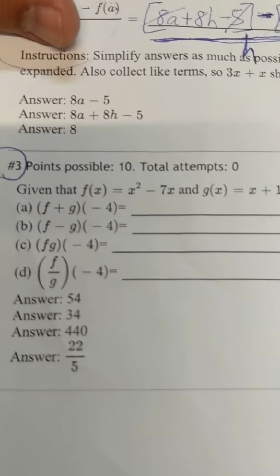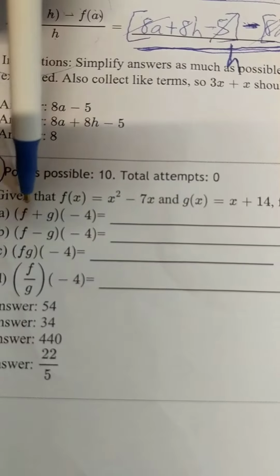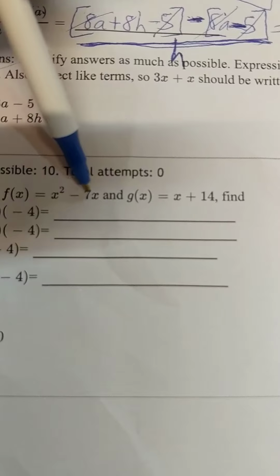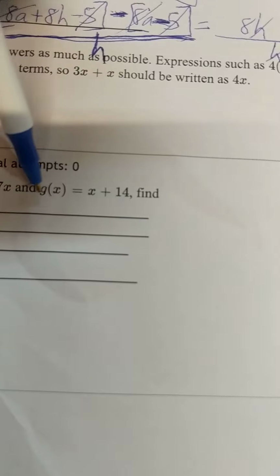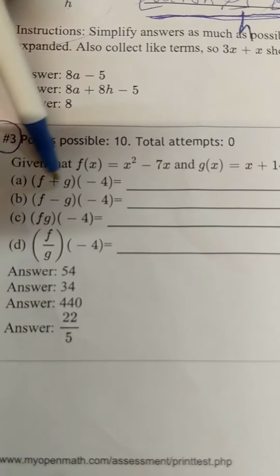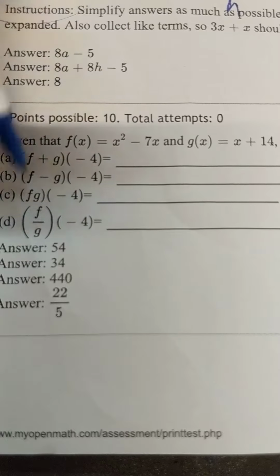That's looking good. Okay. Wanted to talk to you about number 3 as well. Let's see. Number 3, we have, given that f of x equals this function, x squared minus 7x, and g of x equals x plus 14, we're supposed to find now a bunch of different stuff about them. So f plus g of -4 we should figure out, and all that. And so we'll do a few of these maybe.